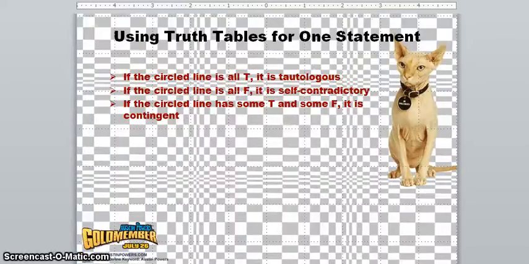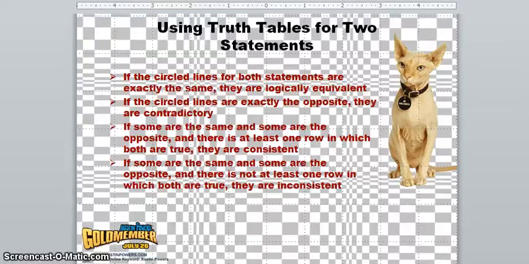Okay, using the truth table for one statement. If the circled line is all true, then it's tautologous. If the circled line, being your final answer, is all false, it's self-contradictory. And if the circled line has some T and some F, it is contingent. For two statements, we deal with different terms. Instead of tautologous, which is logically true, self-contradictory, which is logically false, or contingent, now we're going to talk about logically equivalent, contradictory, consistent, and inconsistent.